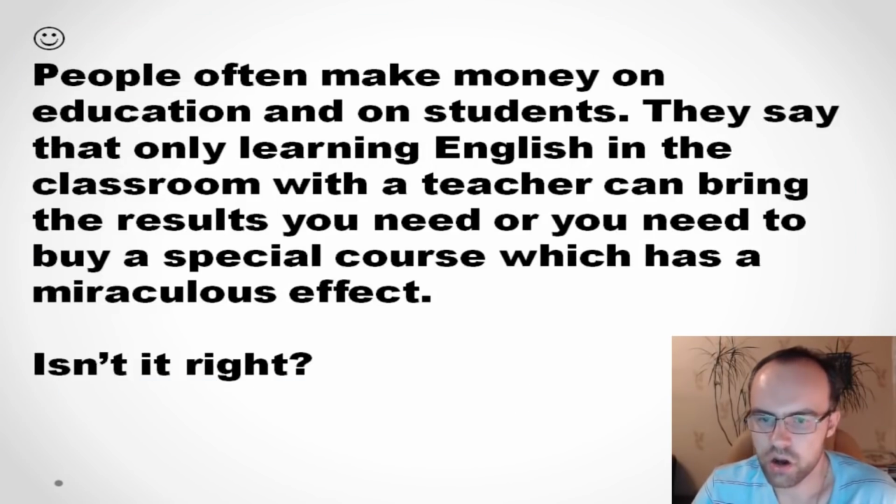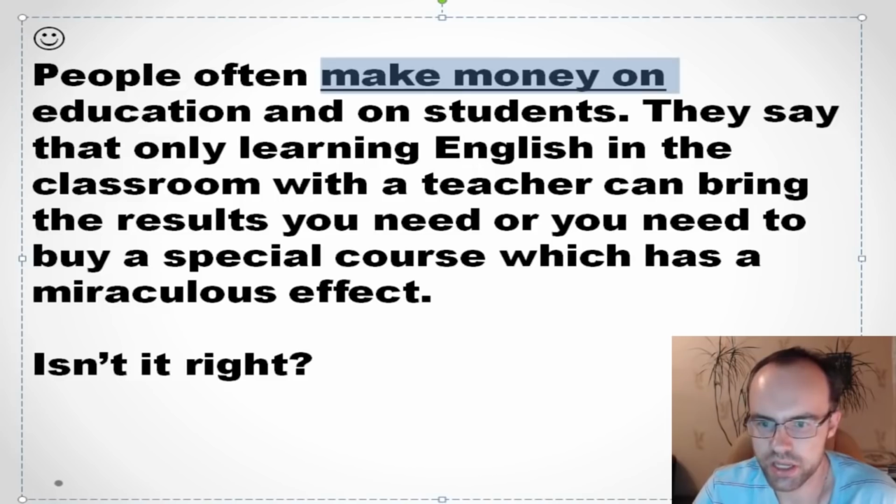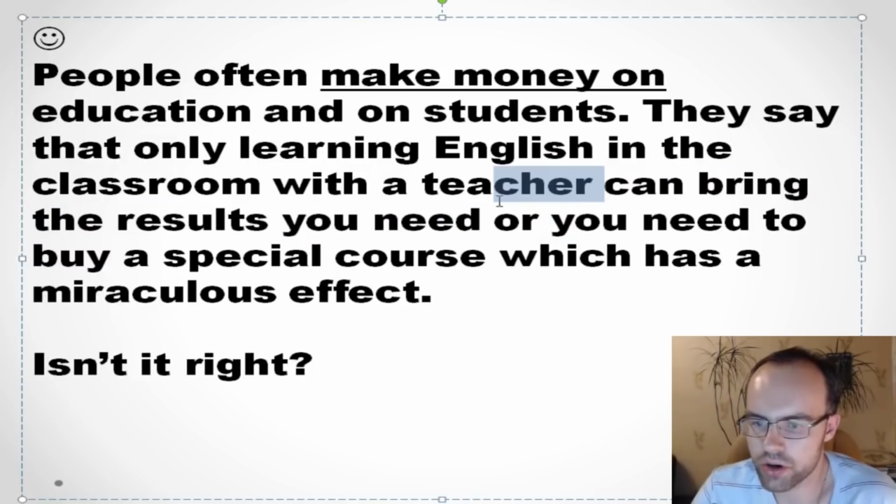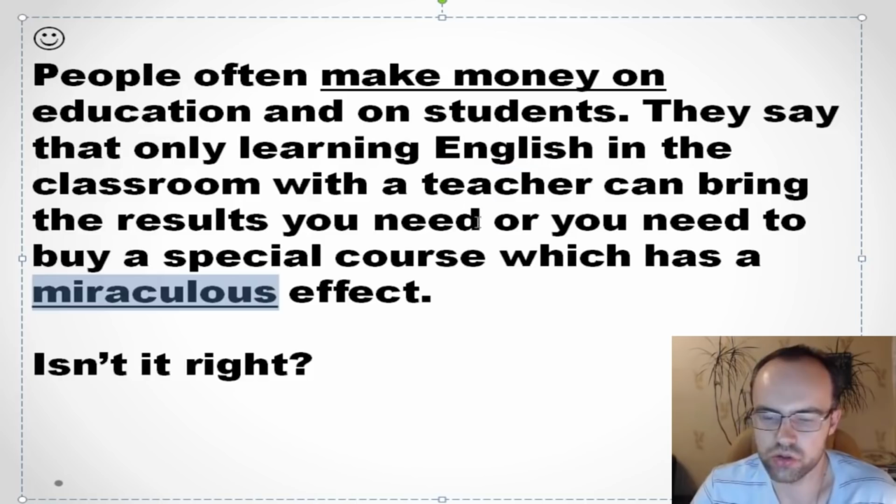People often make money on education and on students. They say that only learning English in the classroom with a teacher can bring the results you need, or you need to buy a special course which has a miraculous effect. Miraculous, which is full of miracles. So you just need to buy a course, no matter whether it is online or offline, and you have this miraculous effect, okay? Isn't it right?